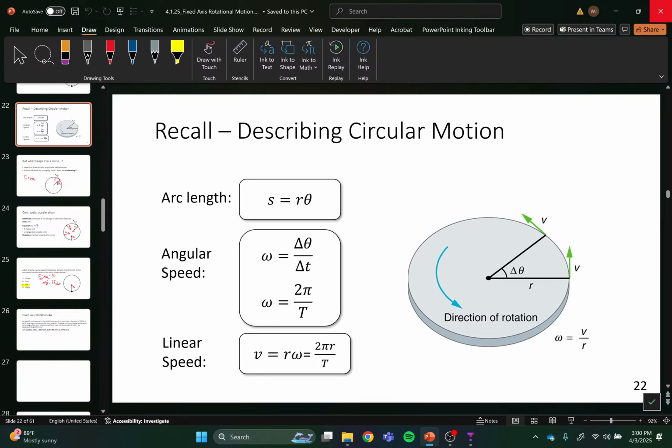Not really much updates to give. We're doing circular motion still.